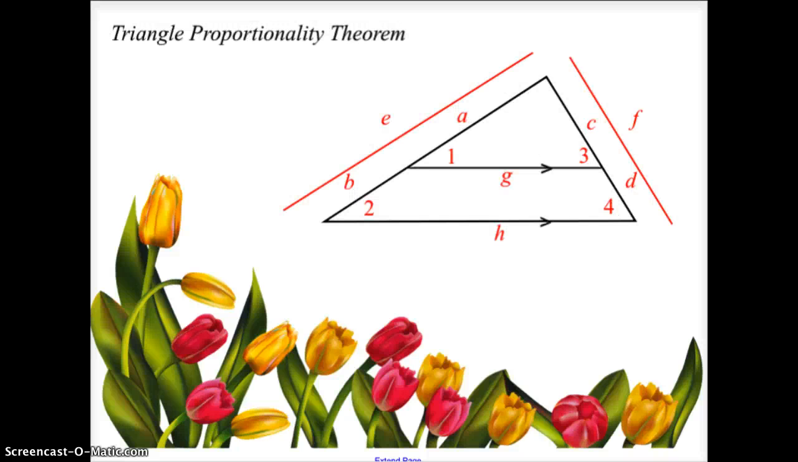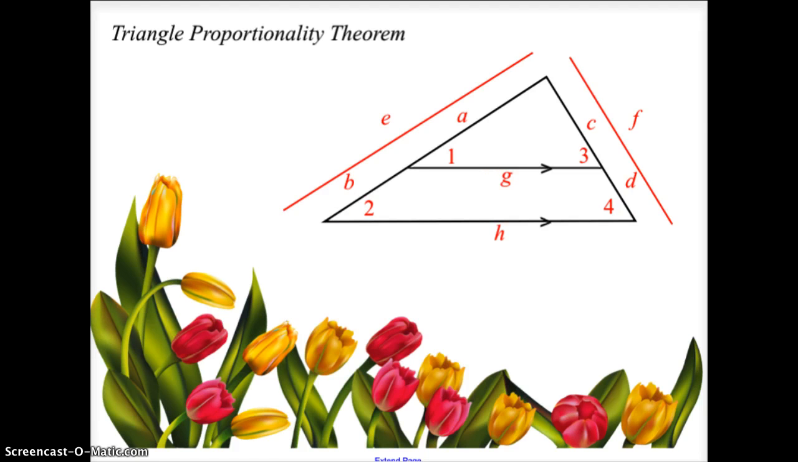The thing about this theorem that's really interesting is that you can now set up all kinds of proportions. A over B, big side to little, big to little, are proportional. Big to whole are proportional. Little to whole are proportional. Little to whole is also the same ratio.